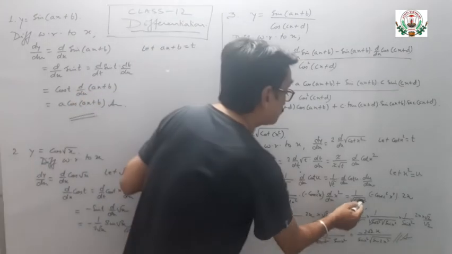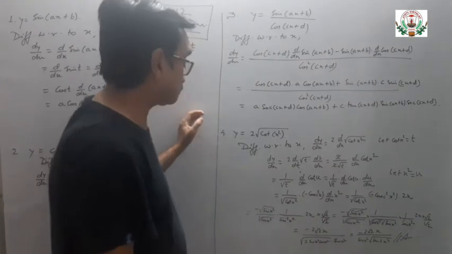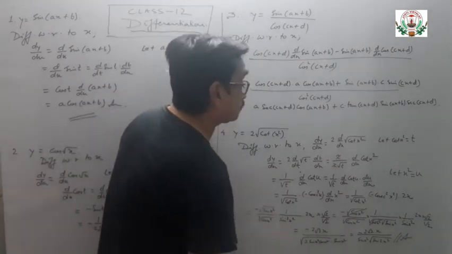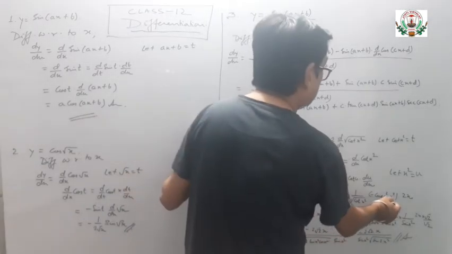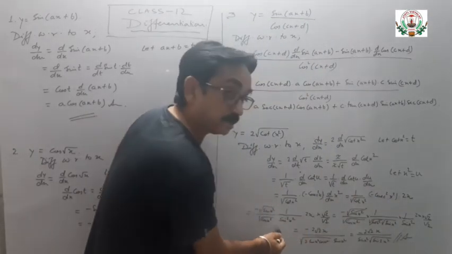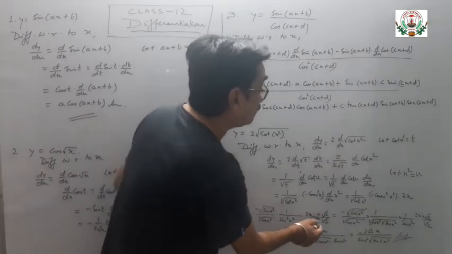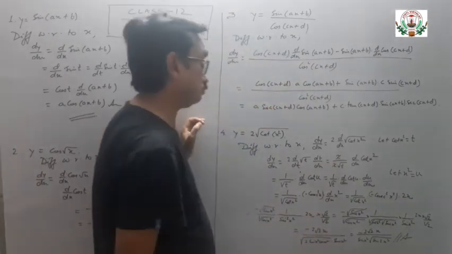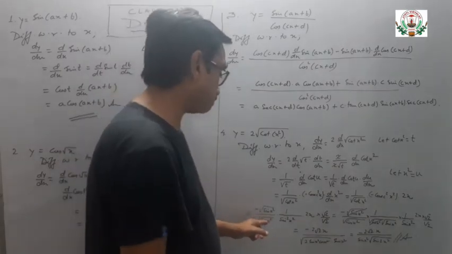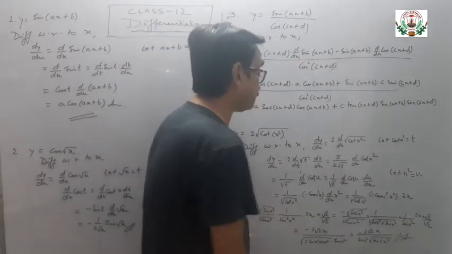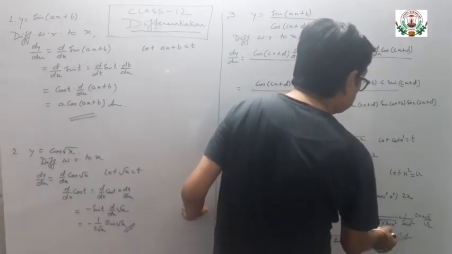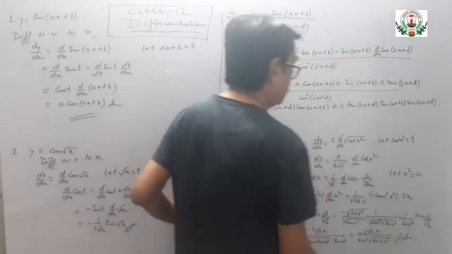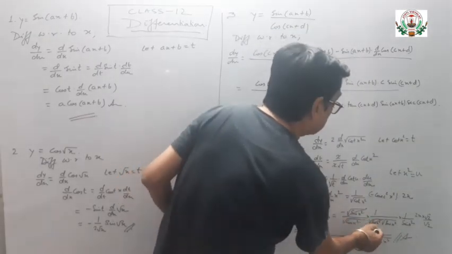1 upon under root cot x square will become under root tan x square, which can be written as under root sin x square upon under root cos x square, with the minus sign. The cosec square x square can be written as 1 by sin square x square. This is 2x, and we are multiplying and dividing by root 2 with minus under root sin x square. This sin square x square can be written as under root sin x square into under root sin x square into sin x square. So one of the under root sin x square cancels out.